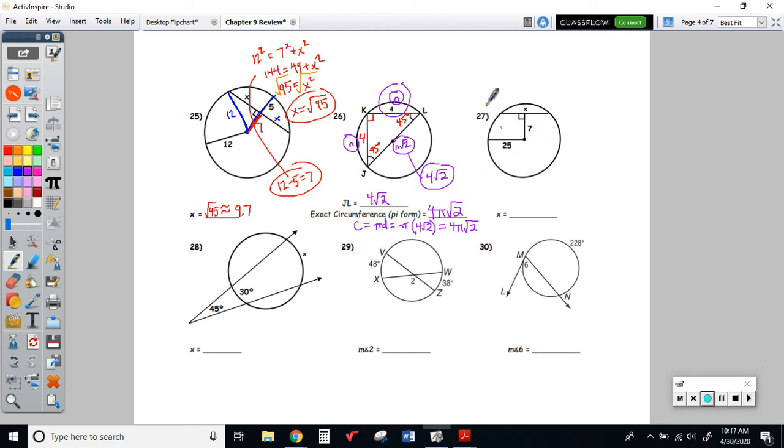27. X, it looks like, is the whole length of this chord. 7 is the length of this segment right here. 25, it appears to be a radius right there. So on this one, it looks like we could draw this in right here. Let me use blue for this.